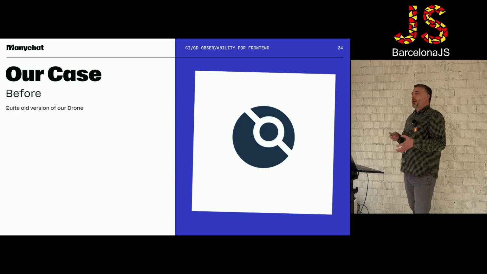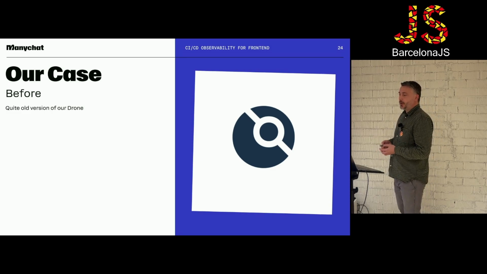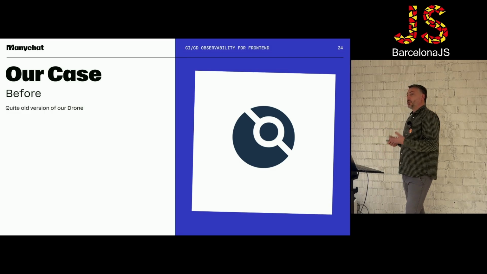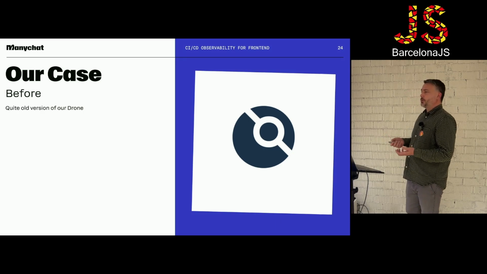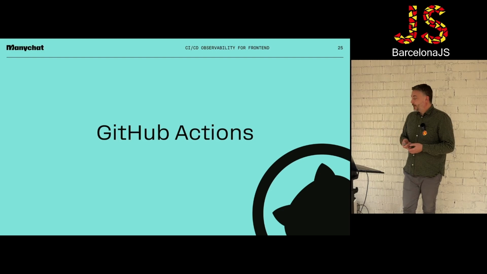It was a limitation of the instrument, because Drone was quite an old version. It was not my main focus, but I started to investigate what tools we could use to fix this problem, fix these metrics, and try to take control of our process. And we are using GitHub for development. The first instrument we should consider was GitHub Actions.